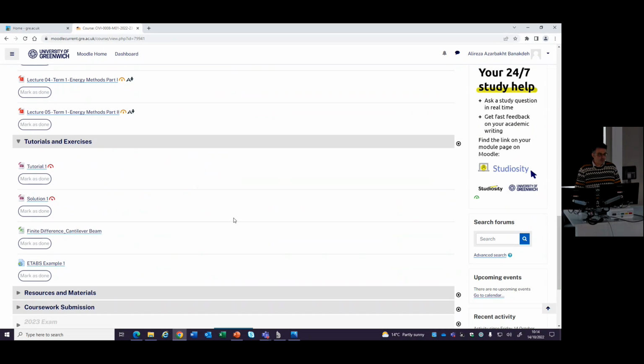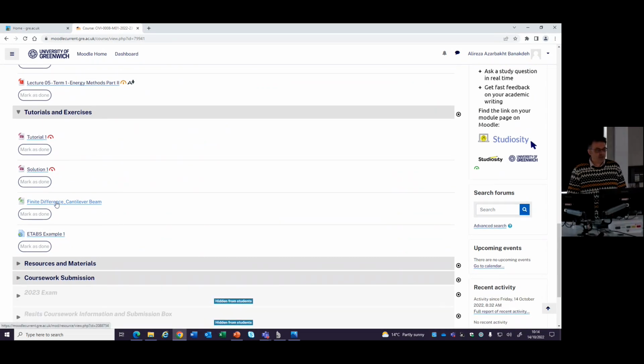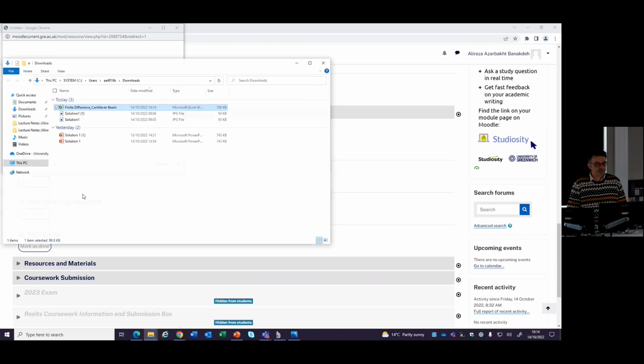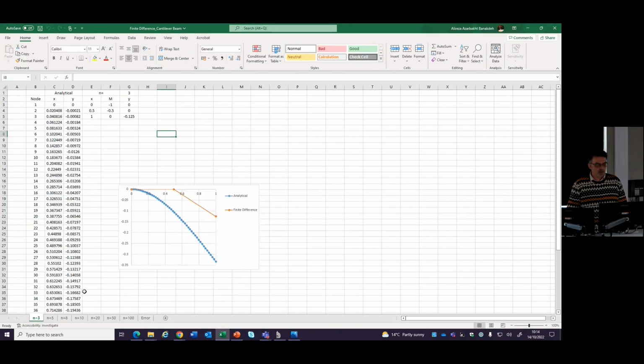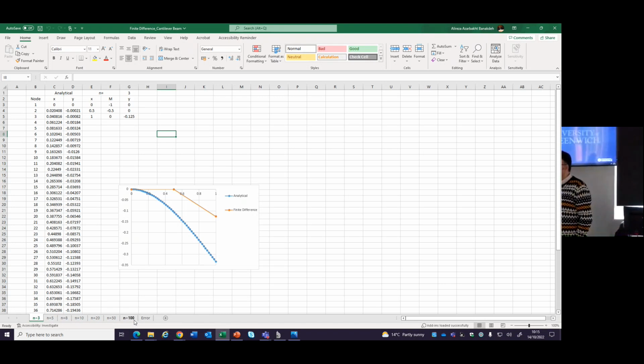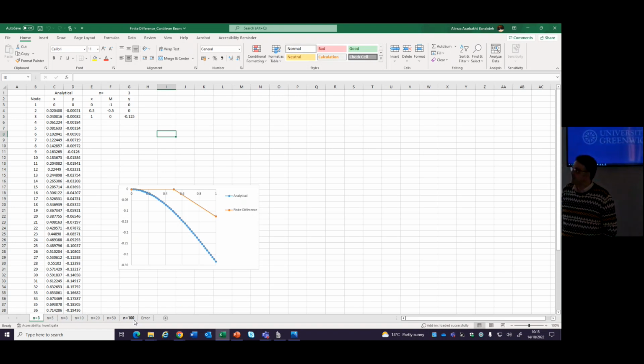If you go to the tutorial, you will find this file, finite difference for a cantilever beam. If you open it, it's a Microsoft Excel file. Before, you see, I've tried it for N equal to 3, 5, 8, 10, 20, 50, and 100 already here. And it's very easy to regenerate it for n equal to 1,000, 10,000, whatever you want.